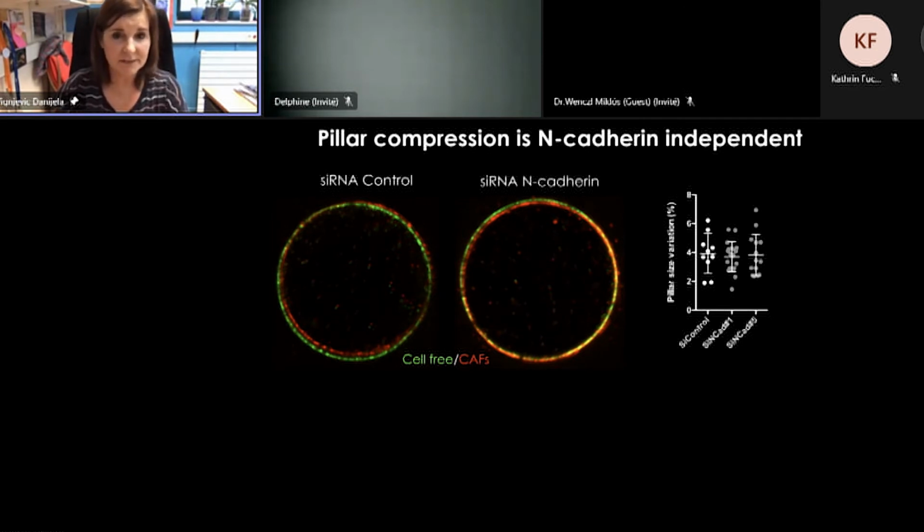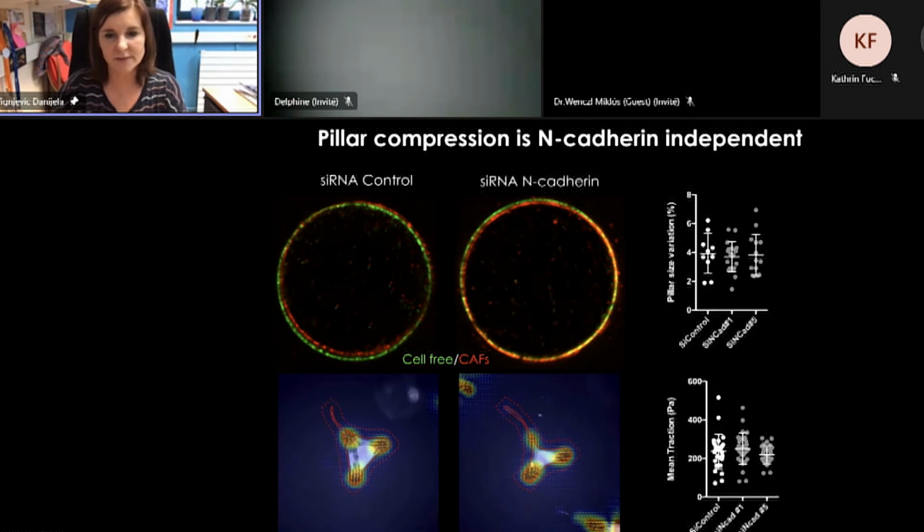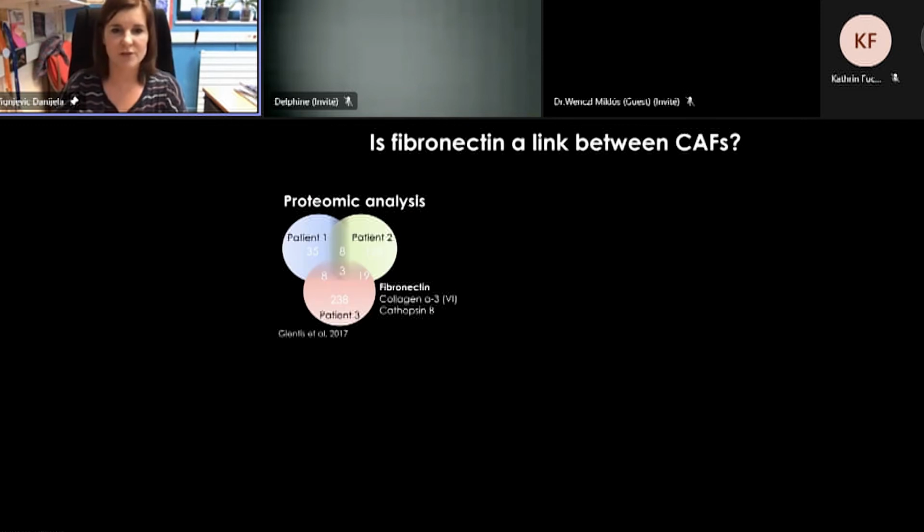Unfortunately, depleting the N-cadherin did not affect the ability of fibroblasts to contract. So they were able to compress the pillar and also the cancer cells. So we turned to the alternatives. Maybe the fibroblasts are connected indirectly through the extracellular matrix, collagens or fibronectin, because this is one of the most upregulated ECM proteins that we found in different patients.